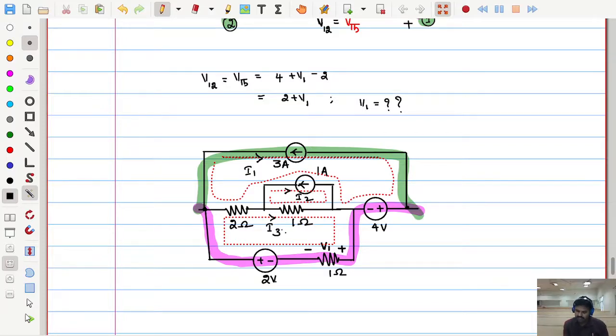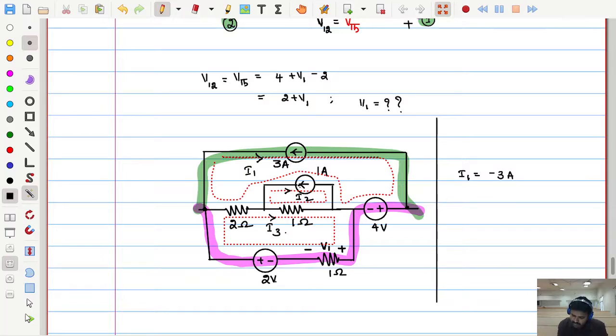Because of having current sources, I already got some advantage. What is I1? I1 is equal to minus 3 amperes. Why? Because for I1, my assumption is clockwise, but the actual current is anticlockwise.